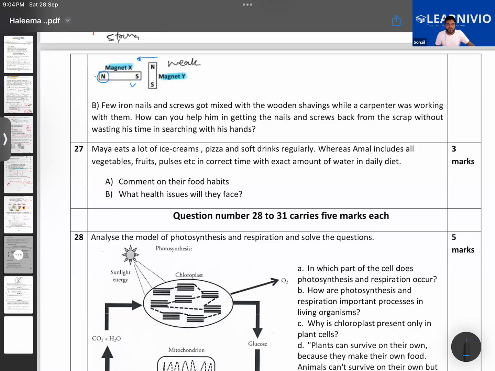Further, once the nails and screws are sticking to the magnet, you can easily remove them with the help of your hand. Getting it now? So that will be the effective and efficient method.